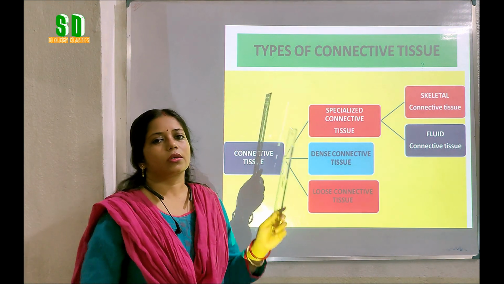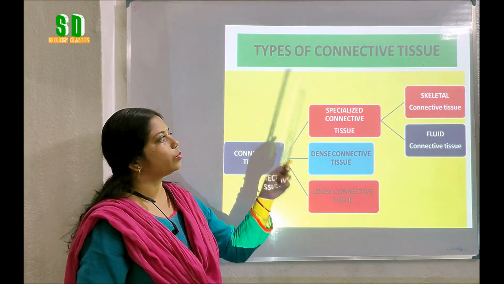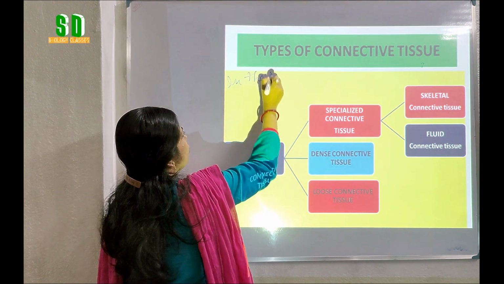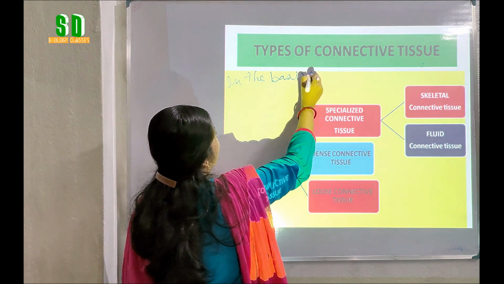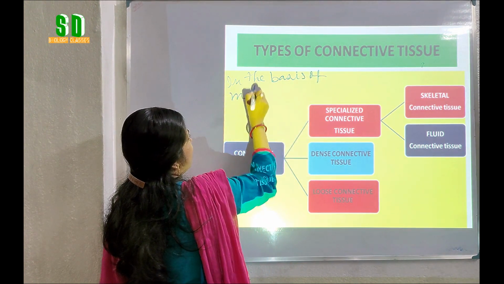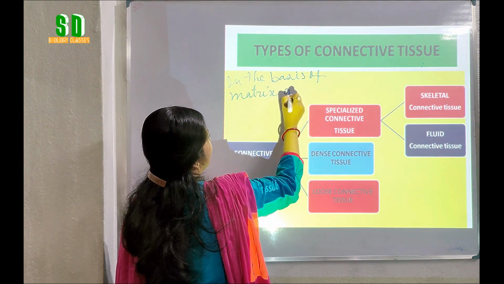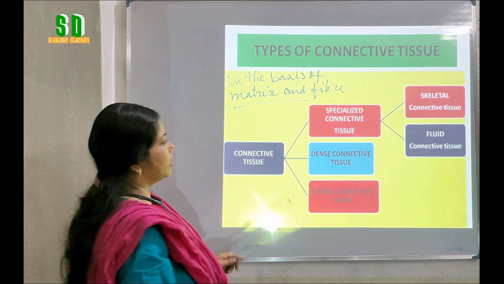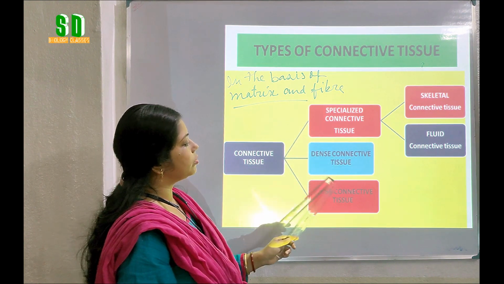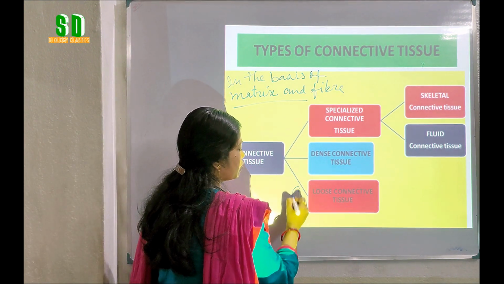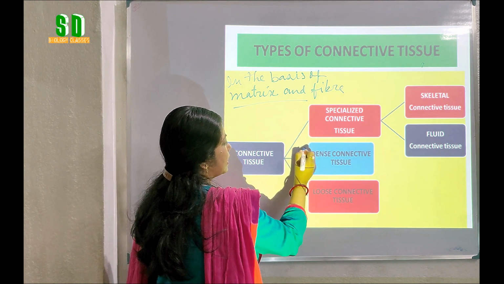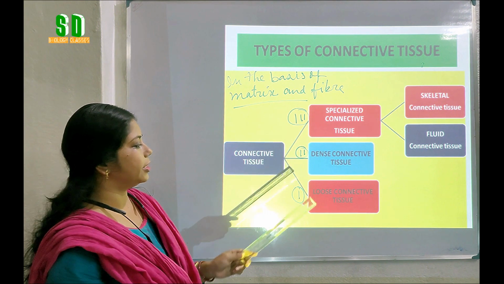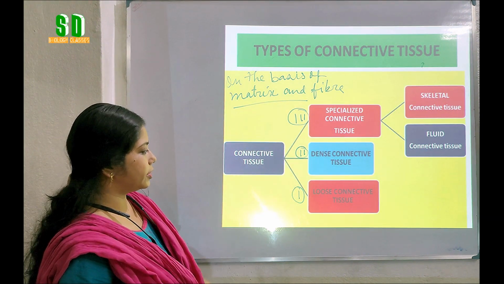Now students, we are going to learn about the types of connective tissue. On the basis of the matrix and fiber present in the connective tissue, we can divide them into the following three main types. First one is loose connective tissue, second one is dense connective tissue, and the third one is specialized connective tissue.